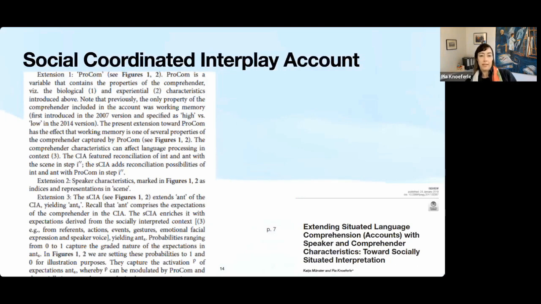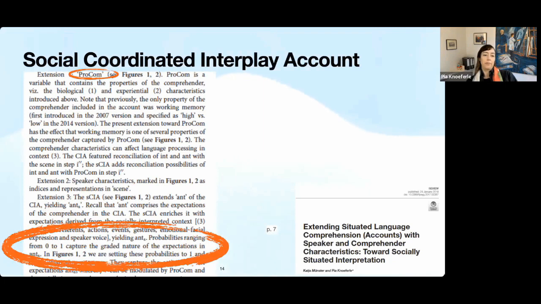To do that, and this is again research that Katja Marquardt, here still in Münster, before marrying, has done in her PhD research and afterwards. So she introduced PROCOM as a variable, as properties of the comprehender that could be biological or experiential characteristics, and that help you model variability of the comprehender. What she also introduced in that account more explicitly is a gradedness of expectations, so that you can sort of tweak those as a function of comprehender characteristics in a graded fashion.